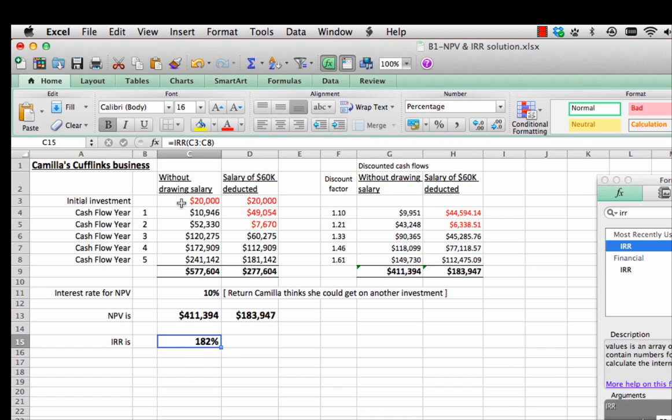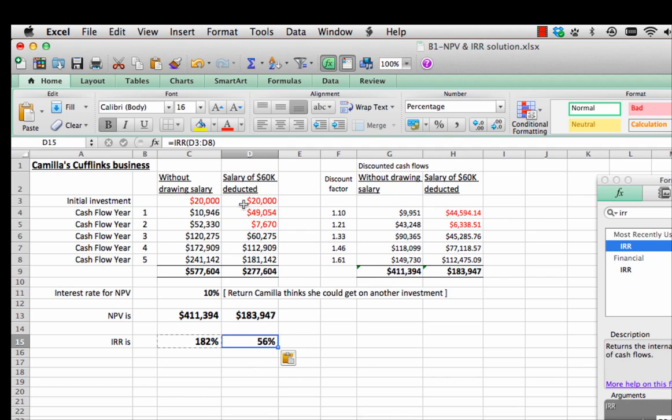So what that is saying is that for your investment of $20,000, the cash flows that you get back over the next 5 years are actually worth an average annual return of 182%, which is pretty damn good and better than you can expect from anything in reality. Similarly, for the other column, I can just copy it across.